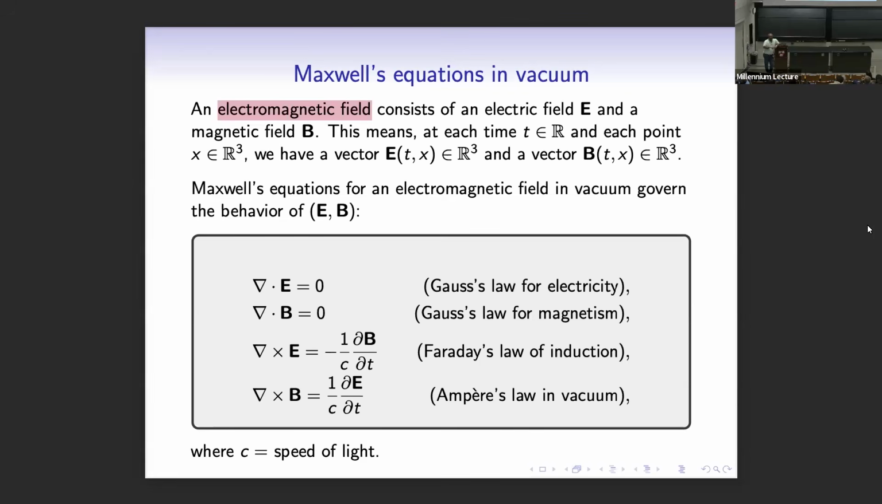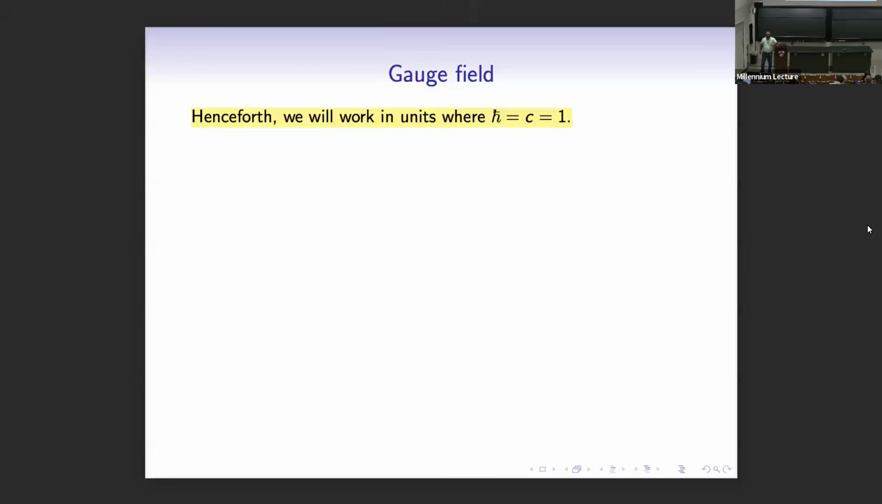As you can see, many people contributed to these equations, and they're collectively called Maxwell's equations for the electromagnetic field. Now, just to simplify things, we'll work in units where the Planck's constant and speed of light are both equal to 1. You can show that units can be fixed to ensure that.